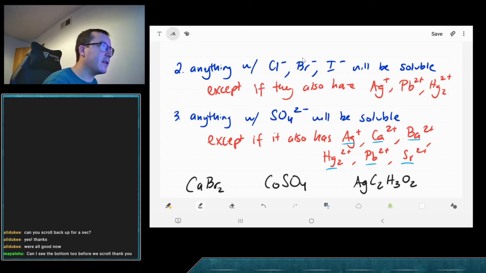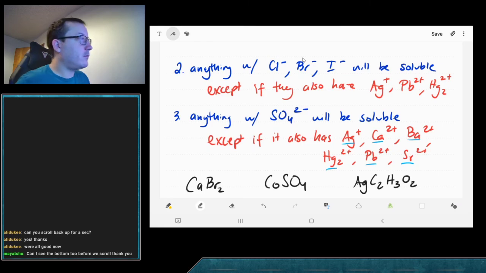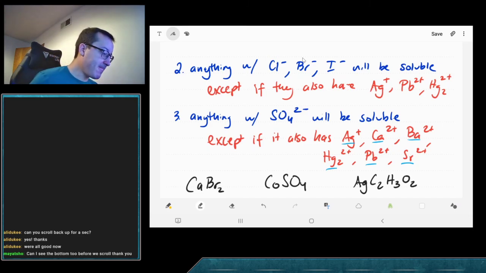I'm holding it here at this 2 and 3 part before we go on. These rules are in your textbook, and you can probably find them online as well. So they'll definitely be there for you. Okay, well, in the meantime, go ahead and take a look at these three compounds and tell me if they will be soluble or not.